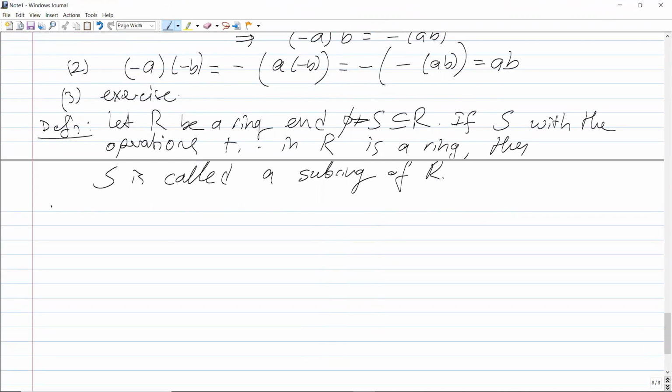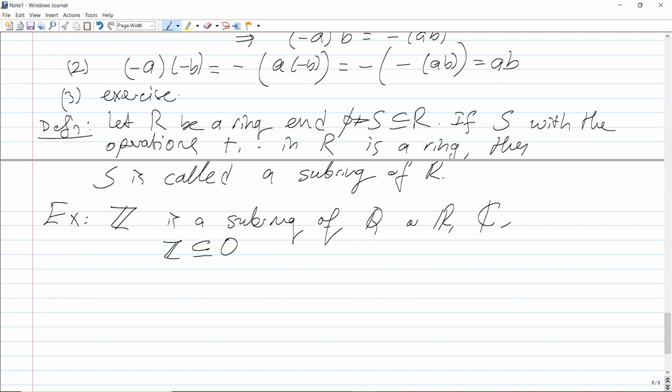The most trivial example is that Z with addition and multiplication is a subring of the rational numbers, real numbers, or complex numbers. In general, the integers are a subring of the rational numbers, the rational numbers are a subring of the real numbers, and the real numbers are a subring of the complex numbers. So not only subsets, but subrings.